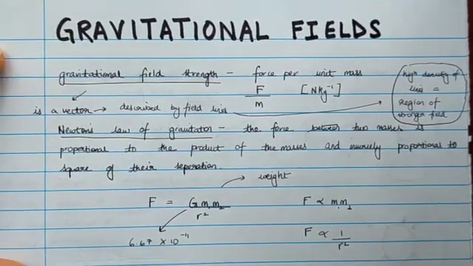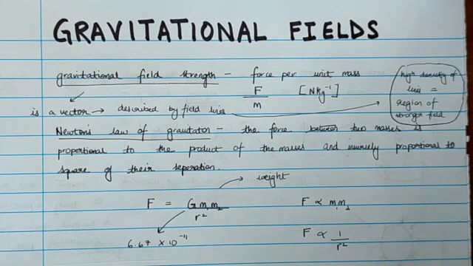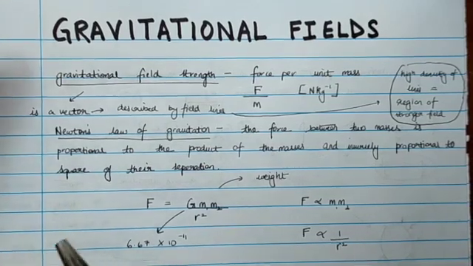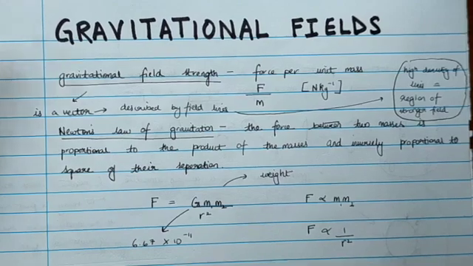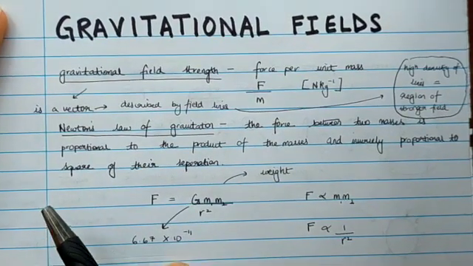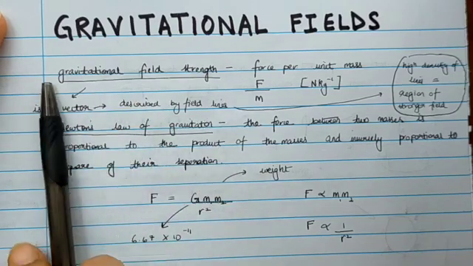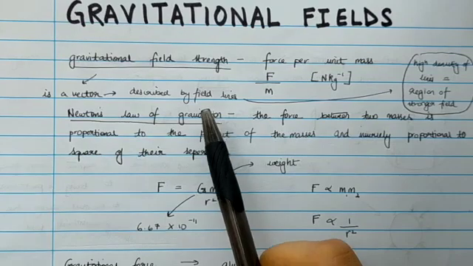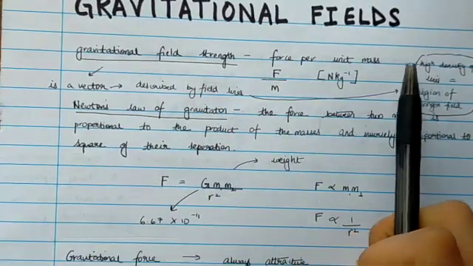Today we're going to be covering gravitational fields from A2 physics. So first I want to start off with defining gravitational field strength. This is sort of the basics that we start off with, and this is a very important concept even though it's simple. Gravitational field strength is defined as the force per unit mass.